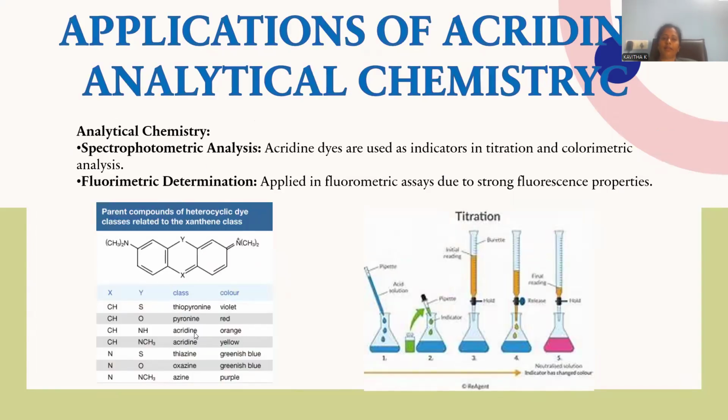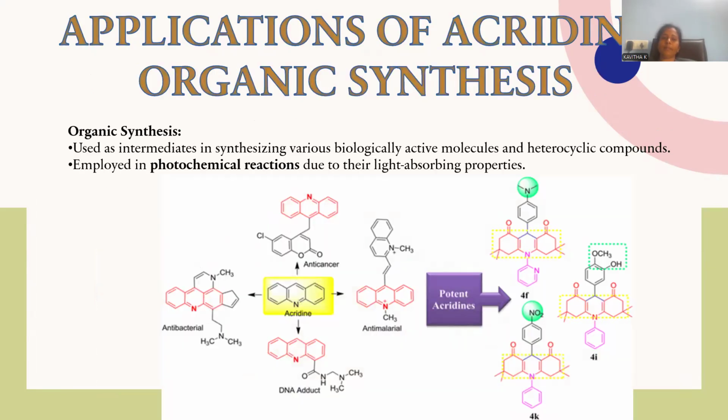And even these fluorescent pigments, fluorescent dyes, fluorescent coloring agents are very applicable in the titration process as well in analytical chemistry. They are able to change color on adding any other chemical component, so that it is possible to carry out the analytical process by adding these acridine-based dyes as indicators.